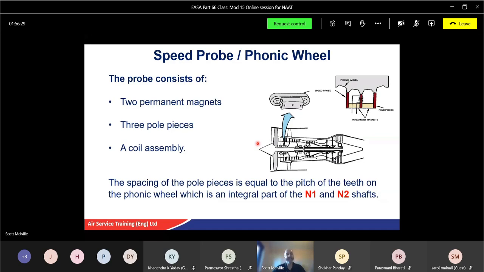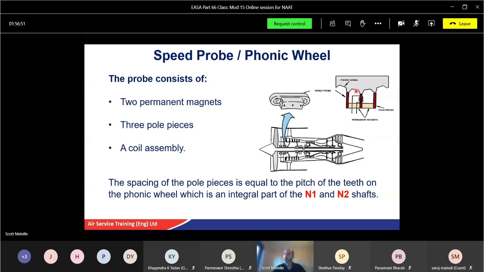which is what we call integral to part of the N1 and N2 shafts. In other words, the N1 shafts, N2 shafts are machined to have a tooth cut out on them. So this would be your N1 or N2 shaft, all right? And there's your tooth, so you've had a bit cut out. Basically looks like a spur gear type thing that's been cut out of the shaft.